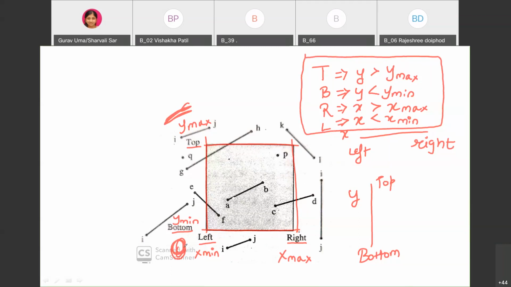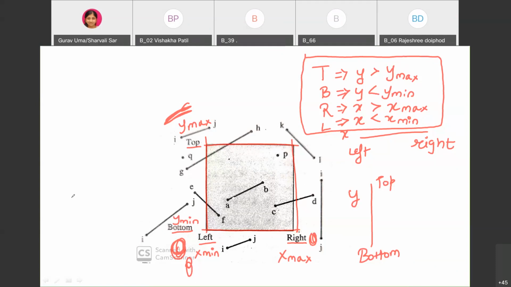Right side is when x is greater than x max, so it will be this portion. And left side is x less than x min, so it will be this portion. So this is the top, bottom, right and left. Accordingly, we will check now how the lines will be.